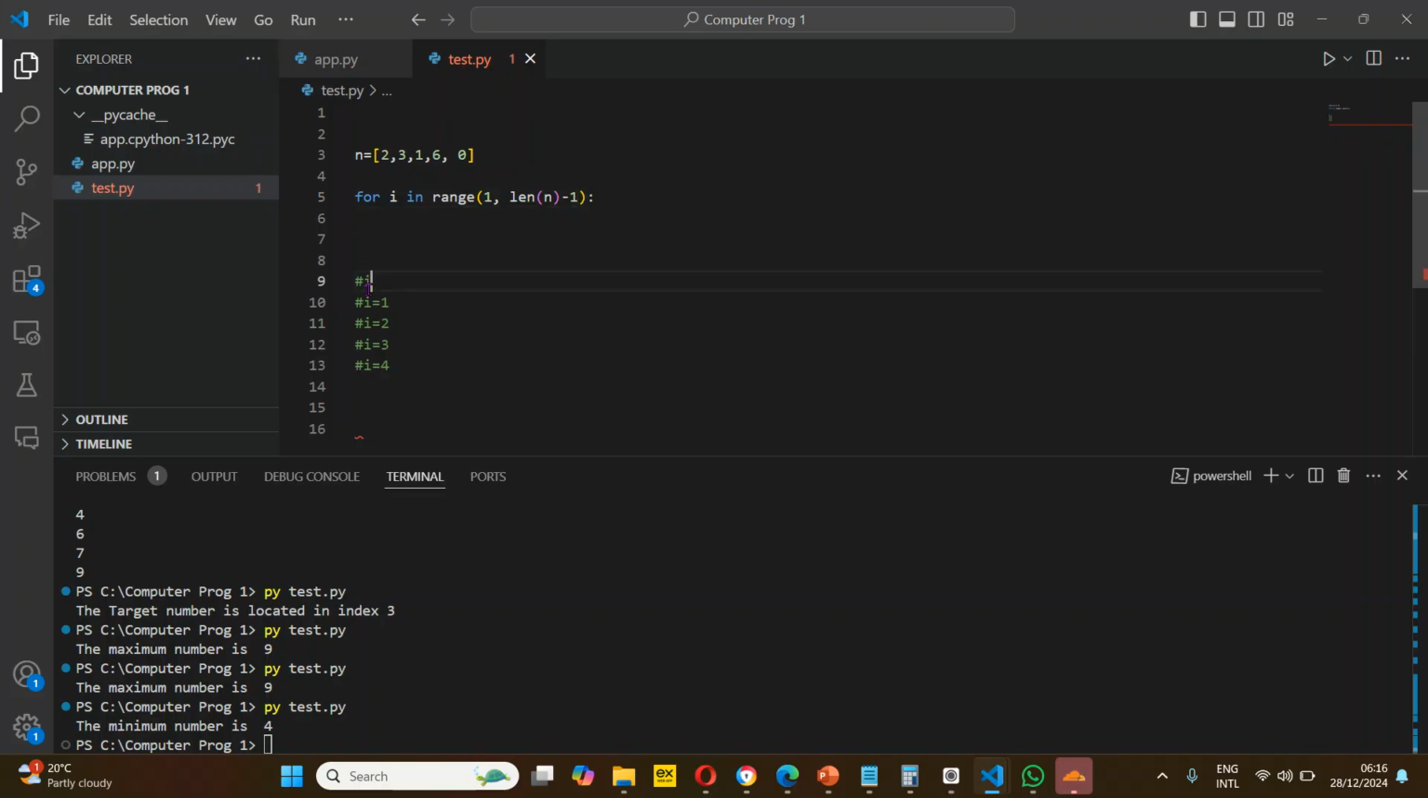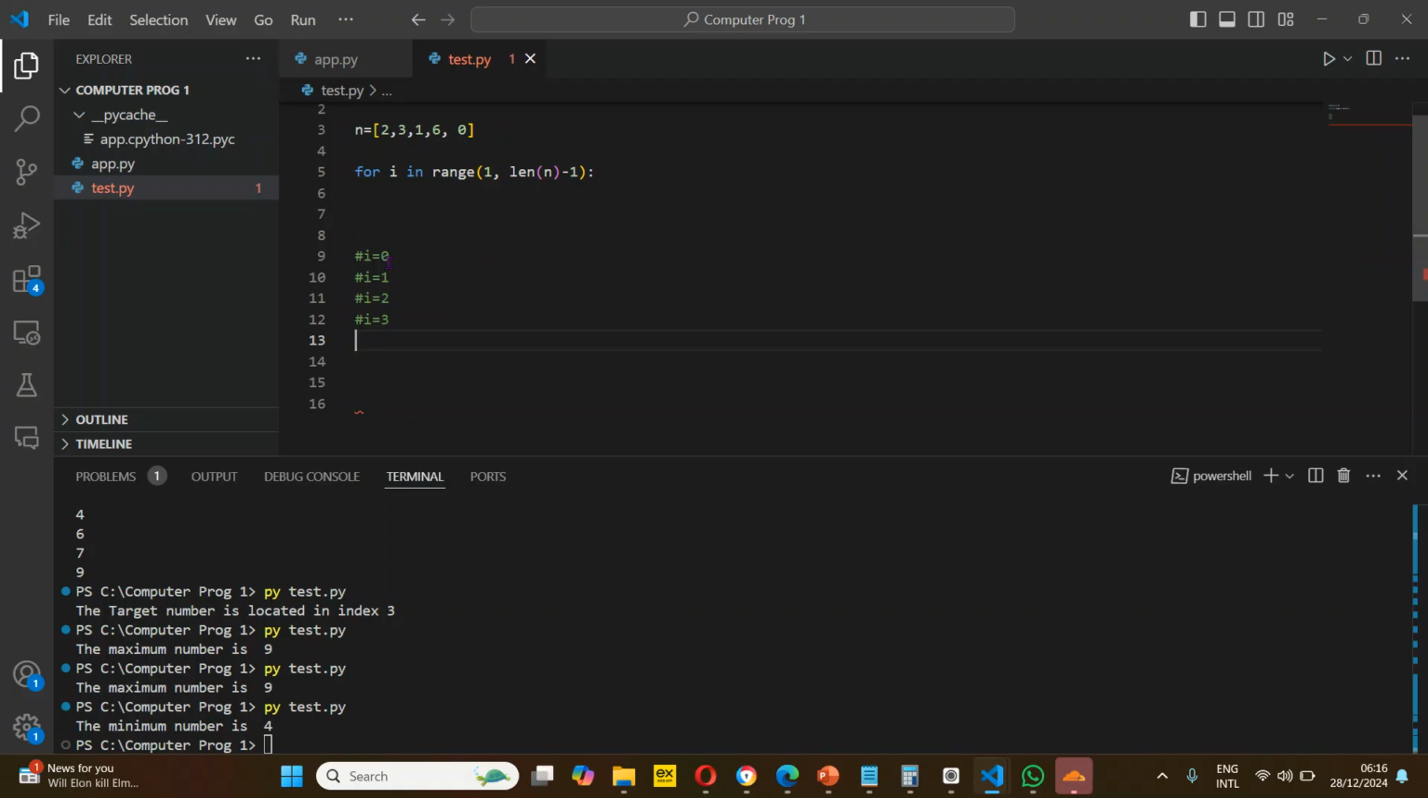By default, i is supposed to go i equal to 0, i equal to 1, and so on, 5 times. But because we are saying i should start from 1, up to the length of n minus 1, it means that i goes 5 minus 1, which is 4 times: 1, 2, 3, 4. So i skips i equal to 4, and skips i equal to 0, which means that i will iterate 3 times.